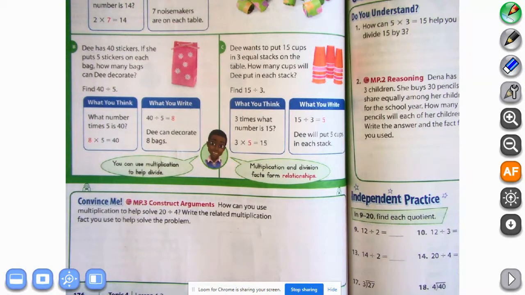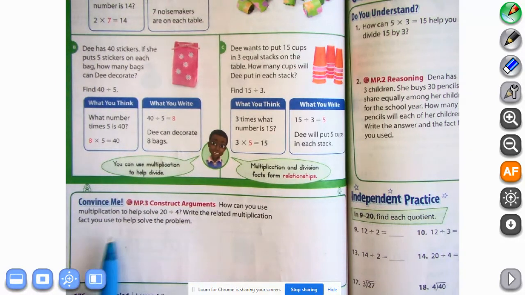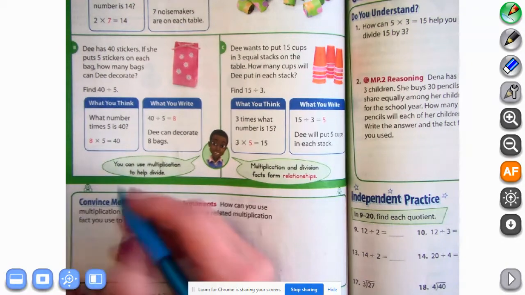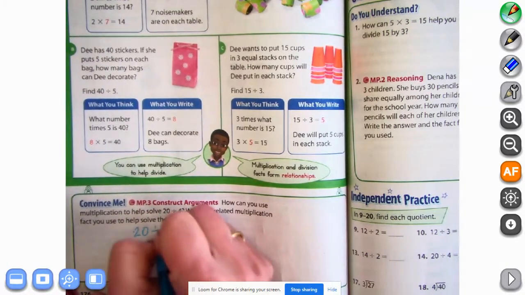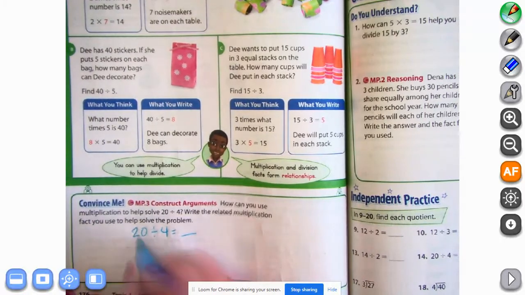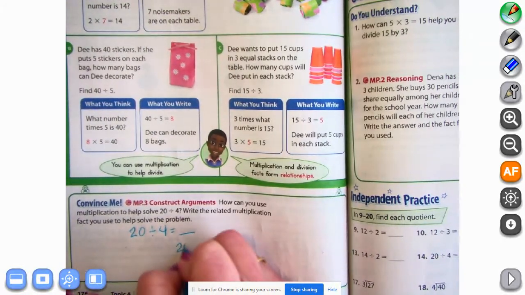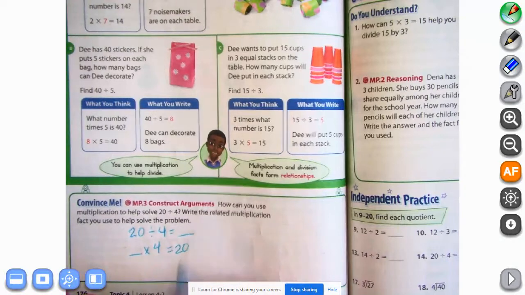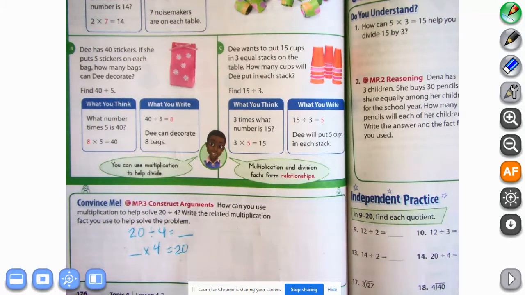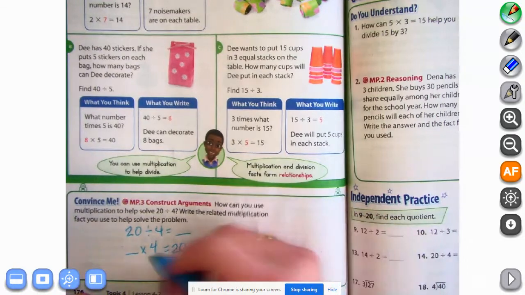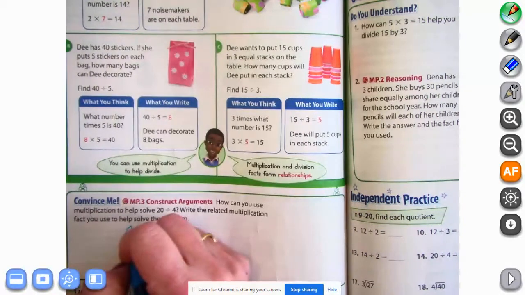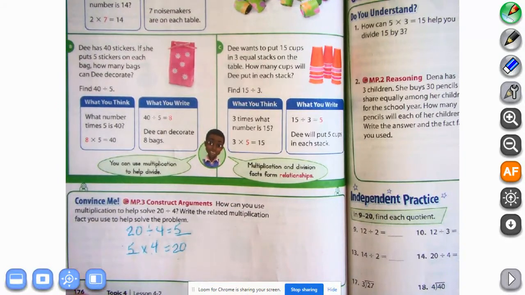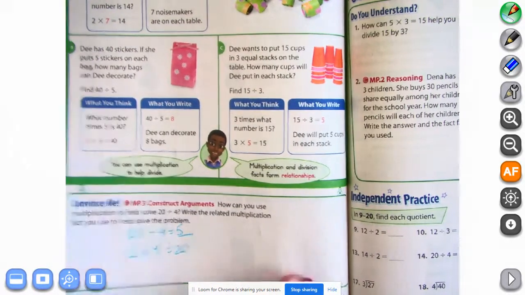How can you use multiplication to help solve 20 divided by 4? Write the related multiplication fact you use to help solve the problem. All right, so we know that in 20 divided by 4, 20 is the total. So if we were in a multiplication problem, 20 would be here, and we would have what times 4 would get you to 20. We could do 4 circles, we could skip count by 4, and we would find that 5 is our missing number.